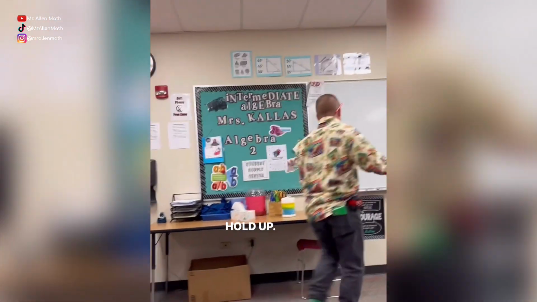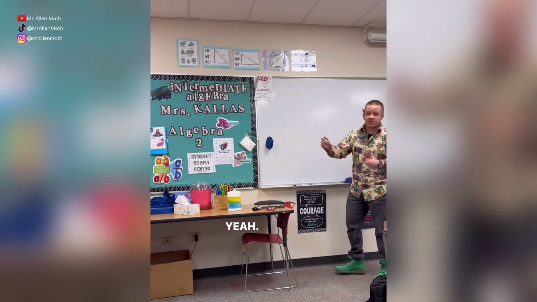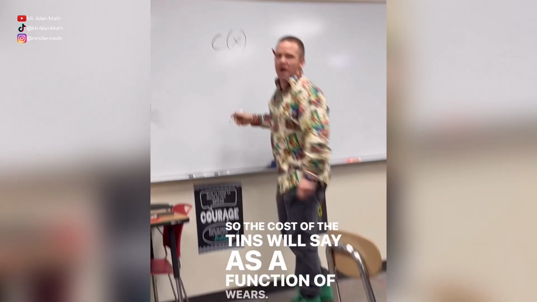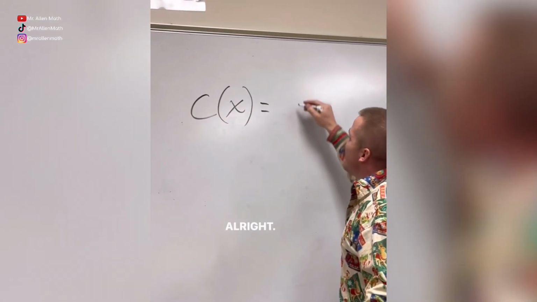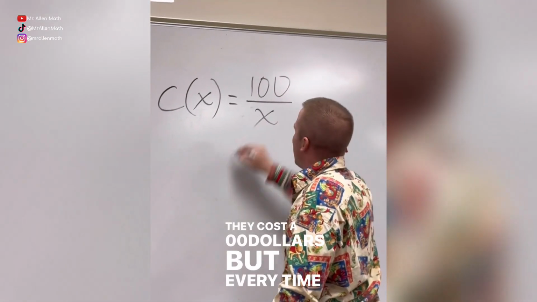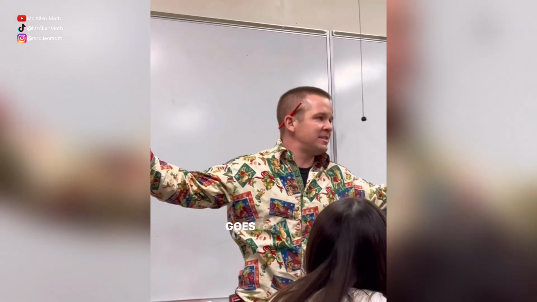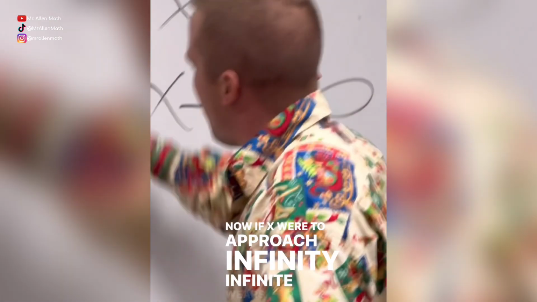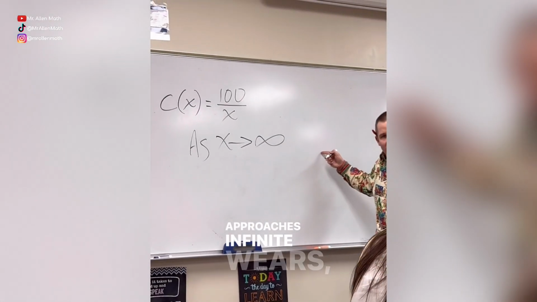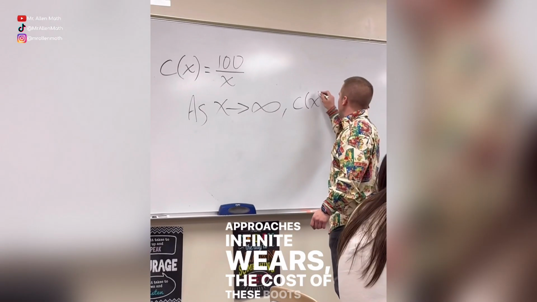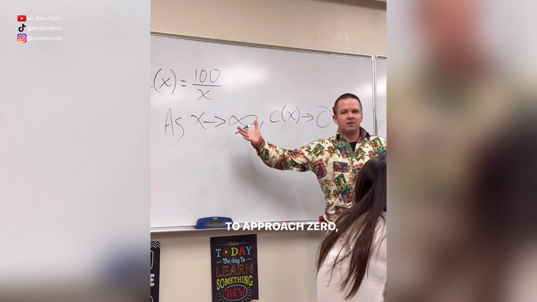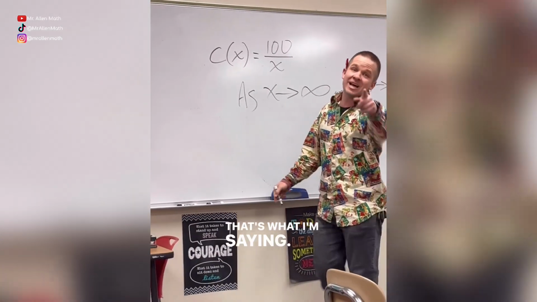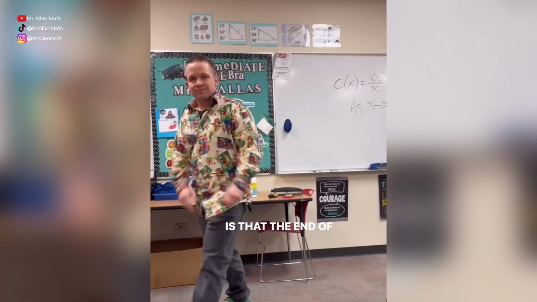Now, hold up. We are in rational functions, yes? So the cost of the Timbs, we'll say, as a function of wears, maybe I could do W, X, whatever. They cost $100, but every time I wear them, the cost goes down. Now, if X were to approach infinite wears, as X approaches infinite wears, the cost of these boots is going to approach 0. These are basically free the more that I wear them. That's math, baby. Is that the end of the video? That's the end of the video.